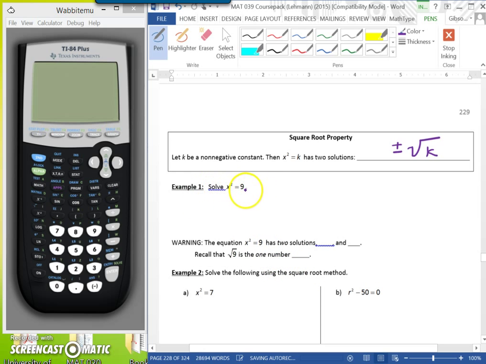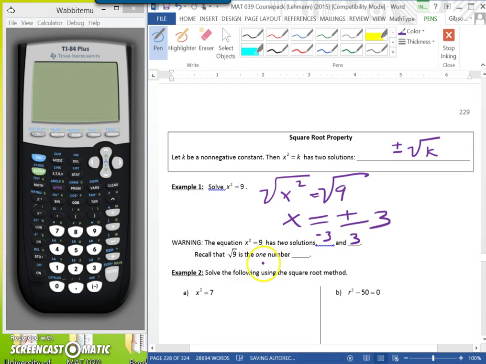Now it says solve x squared equals 9. So we will have x squared equals 9. We'll take the square root of both sides, and x is equal to positive and also negative 3. It says warning: the equation x squared equals 9 has two solutions, negative 3 and also 3.